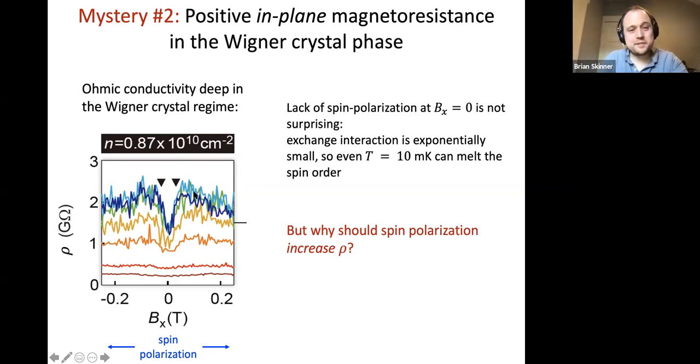But now the remaining mystery is, why did the resistance go in this direction when you spin polarized? I should emphasize that what I'm plotting here is the ohmic conductivity. I first showed that the IV curve was extremely nonlinear.